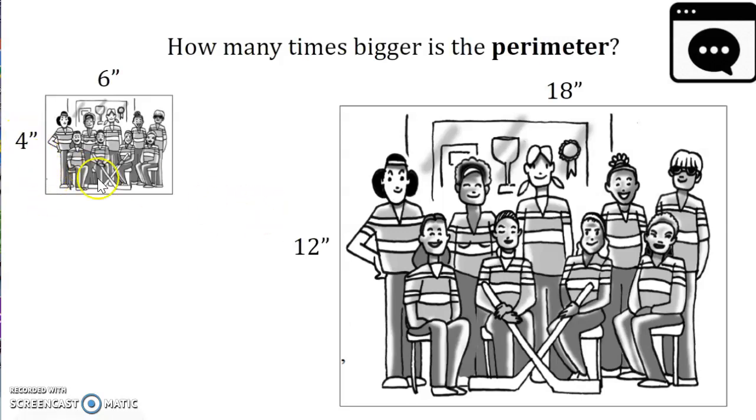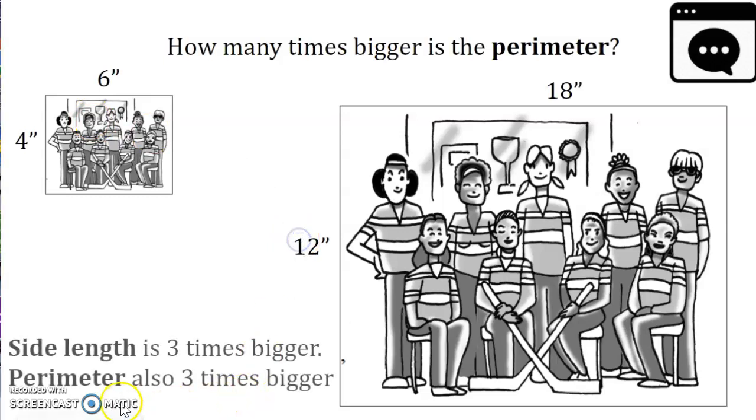What about the side length? Side length went from 4 inches to 12 inches and 6 to 18. So the side length tripled and also the perimeter tripled. Notice that when the side length triples, the perimeter, since we're really measuring the length, is also going to triple.